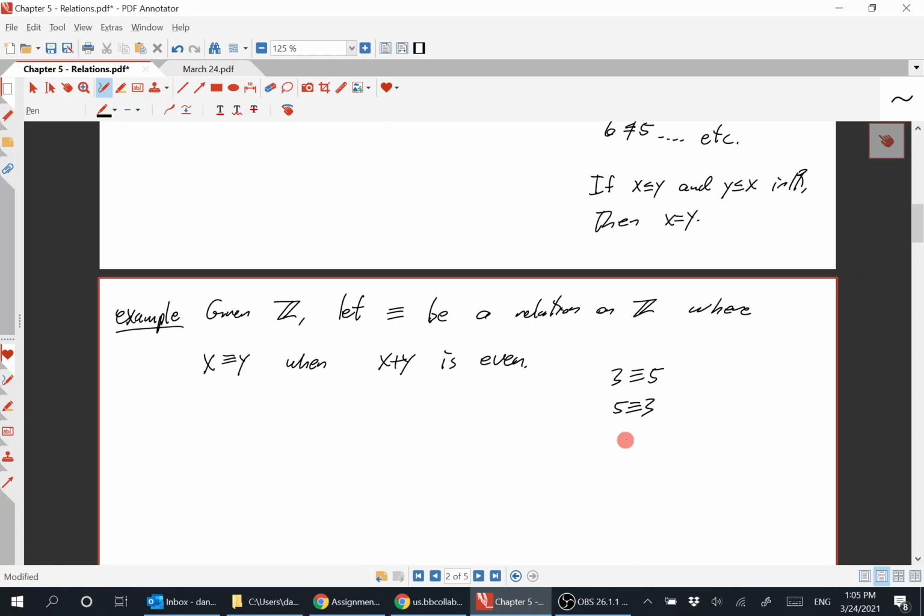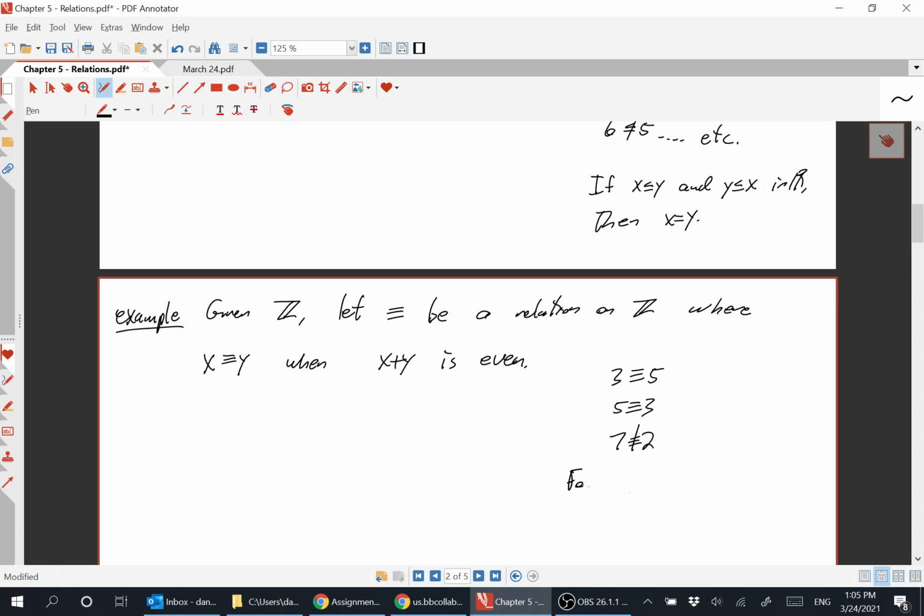5 is related to 3 because 5 plus 3 is 8. Also, 7 is not related to 2 because 7 plus 2 is odd.